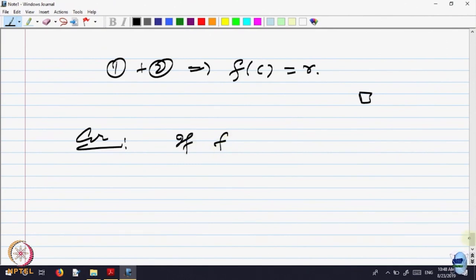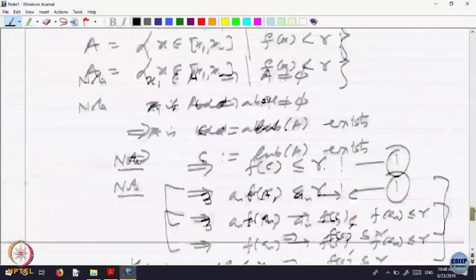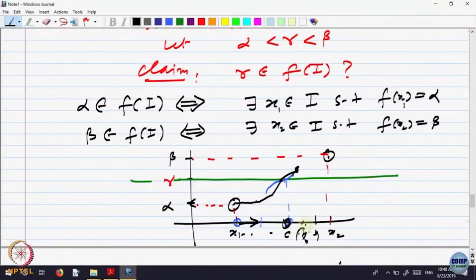What is the doubt? Where is Bn? Is on the right side. Bn is on the right side of C. And what is C? Bn's don't belong to A. Who said Bn's belong to A? Bn is the set of those points in A where f of x is less than gamma. It is not all x1, x2. Look at the definition of A. What is A?